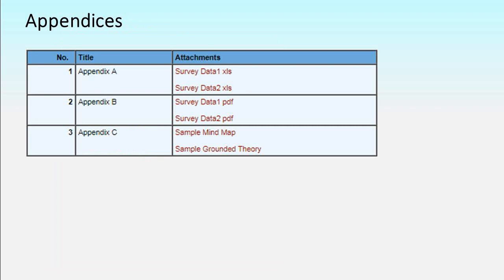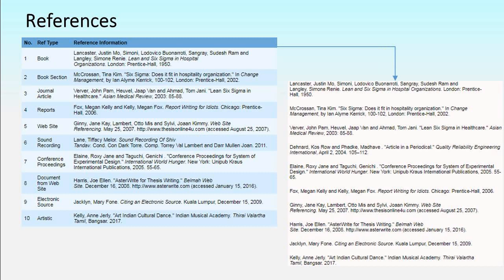AsterWrite provides a page to add your appendices. Any special forms, large amounts of data, etc. can be included in the appendices. AsterWrite allows you to add references. The Manage Sources within References allows you to add large numbers of references that you used in your program of work.